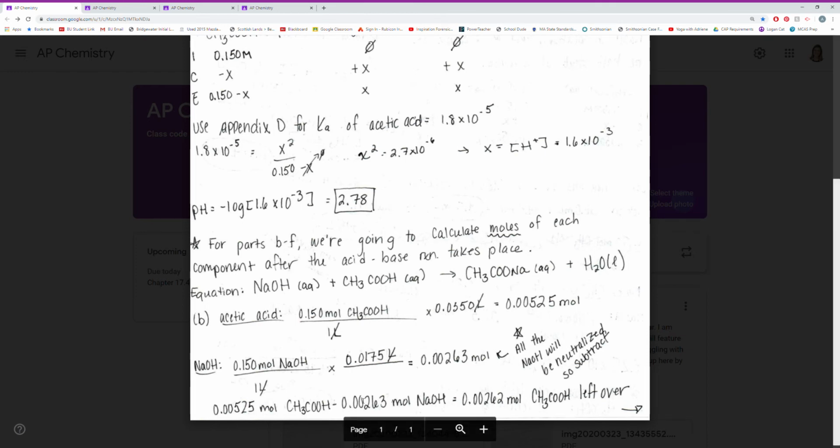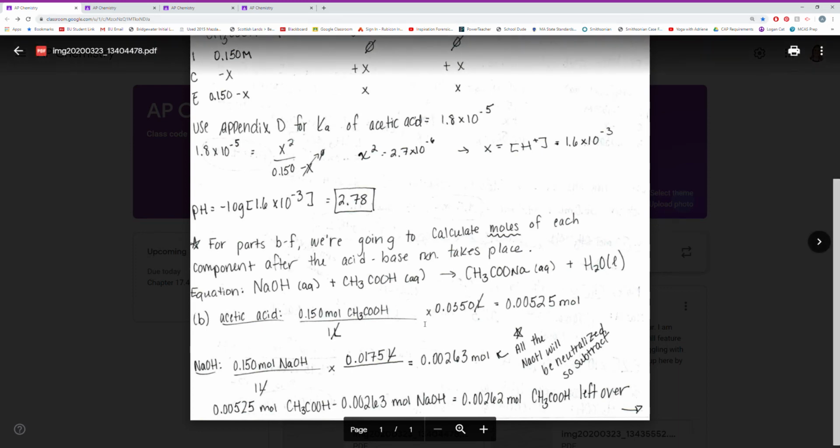And so that's why down here, I take the moles of acetic acid and I subtract from it the moles of the sodium hydroxide to basically figure out how many moles of that acetic acid I have left over. So I'll say that again: because this is a neutralization reaction and I have less sodium hydroxide than I do acetic acid, it's all getting used up, and I have leftover excess acetic acid. So the sodium hydroxide was basically the limiting reagent in this case.